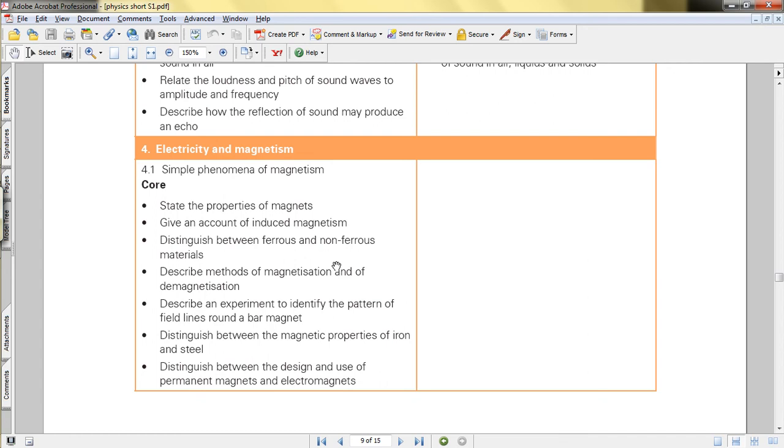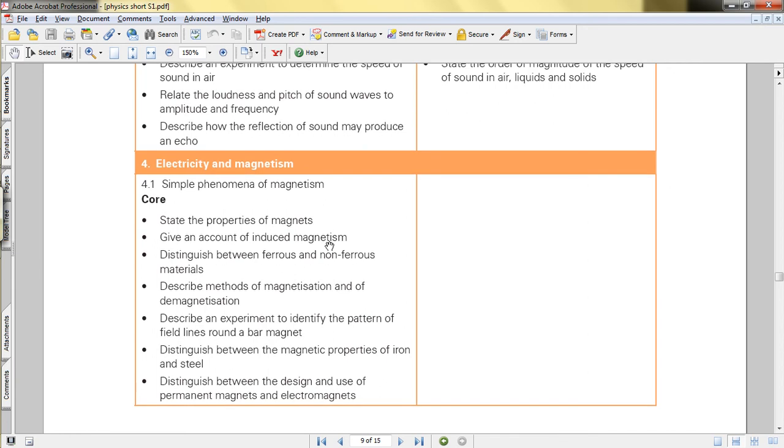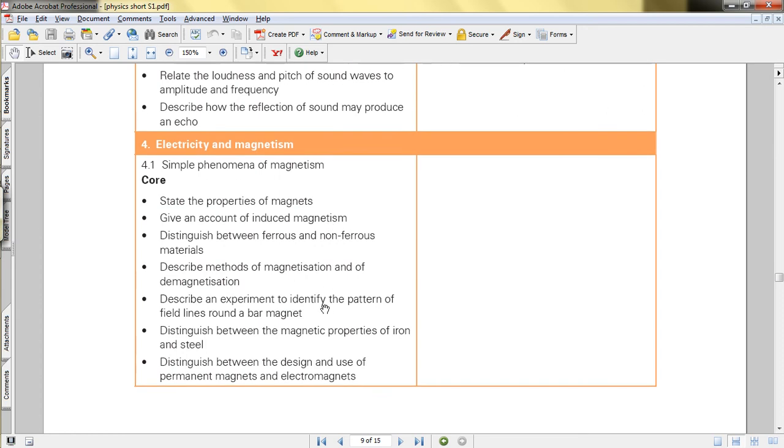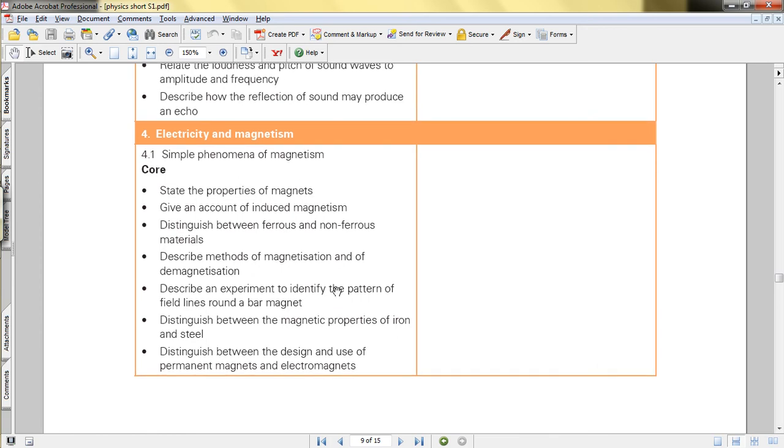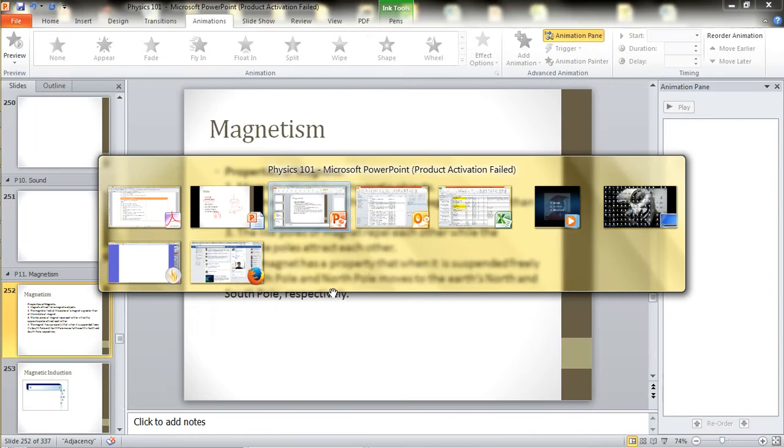Describe methods of magnetization and demagnetization. You can magnetize by stroking that piece of metal. You could demagnetize by kicking it across the room. Describe an experiment to identify the pattern. That's with the little mini compasses. Distinguish between magnetism of iron and steel. Done. Different uses. Done.